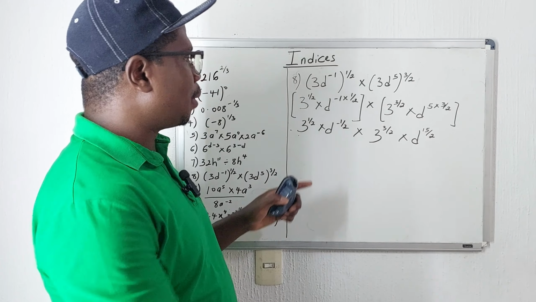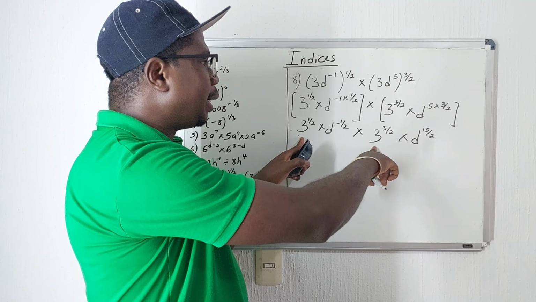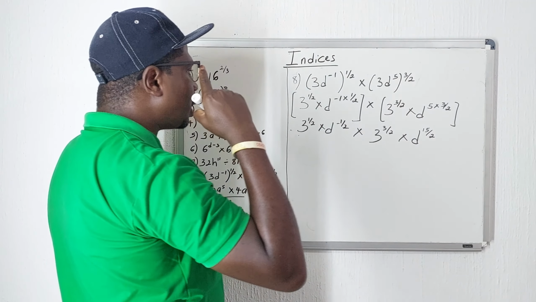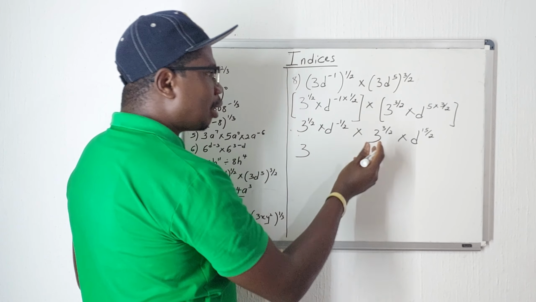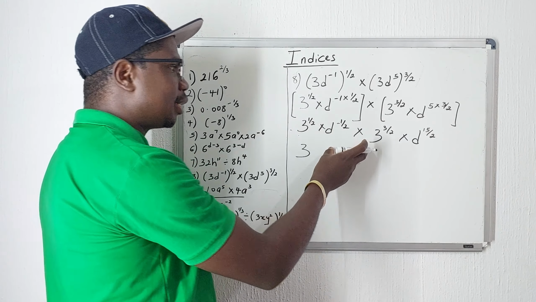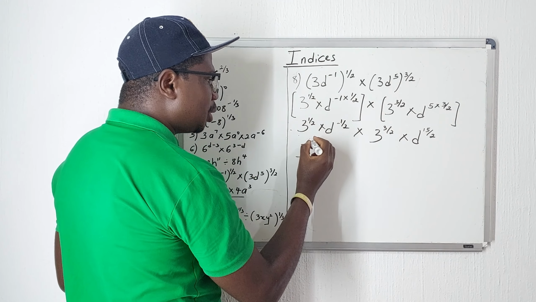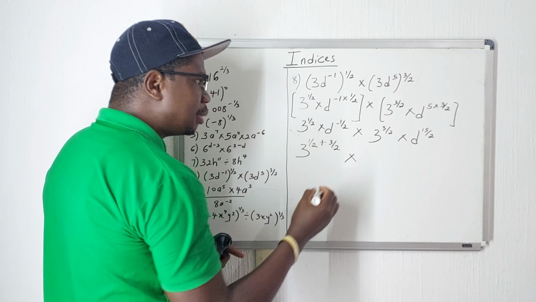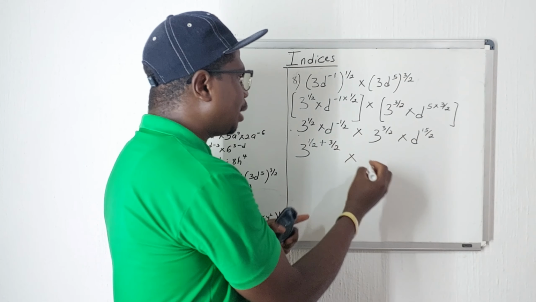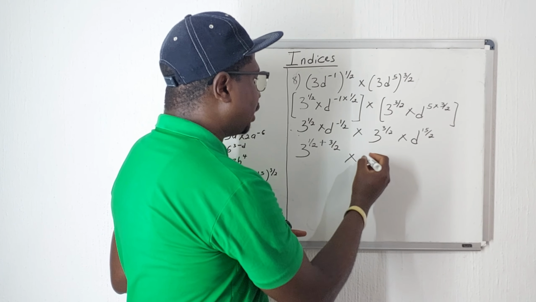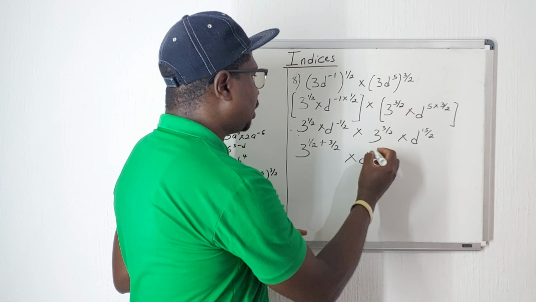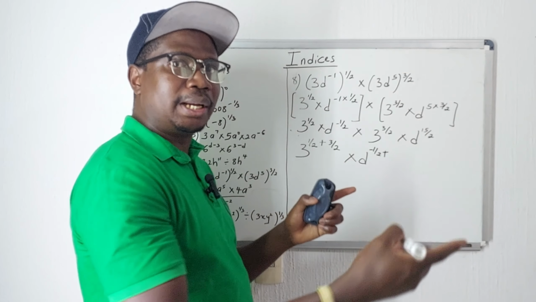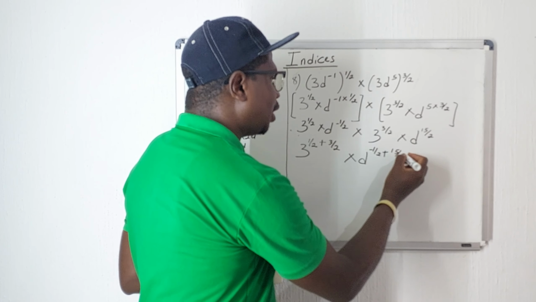So what can we do next? The same base multiplying, we add the powers. Now, collecting the integers first, 3, the same base, we add the powers, which is half plus 3 over 2, times, take the variable, this time they're the same base and they're multiplying, that is d to the power minus half plus, add the powers because they are multiplying on the same base, 15 over 2.